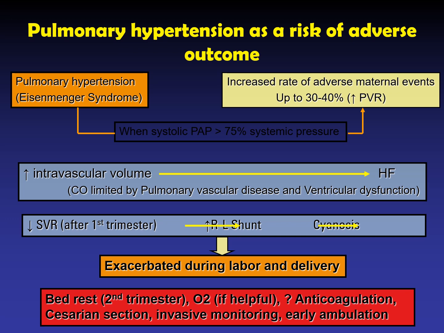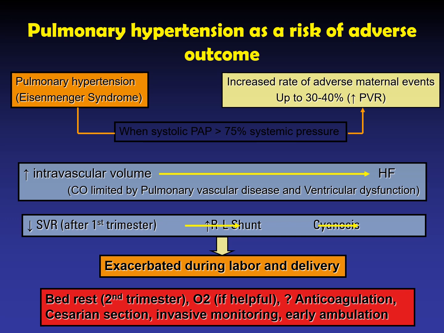So your pulmonary hypertension, as you know, is a functional class 4, and it's really a risk for adverse outcome. Of course, when Eisenmengerization sets in, you have your right to left shunting, so there would also be an increased rate of maternal events due to your pulmonary hypertension. Your systolic pulmonary arterial pressure is greater than 75% systemic pressure. There would be an increase in intravascular volume, which would lead to heart failure because your cardiac output is limited by your pulmonary vascular disease and ventricular dysfunction.